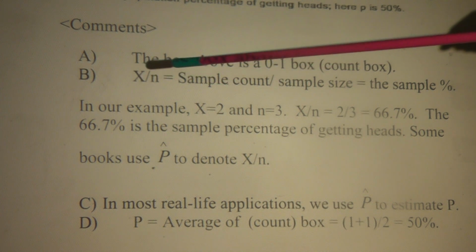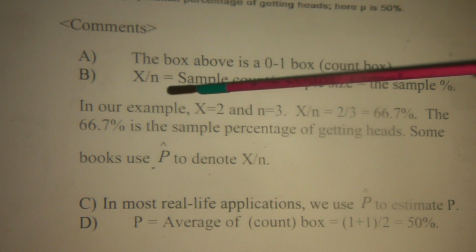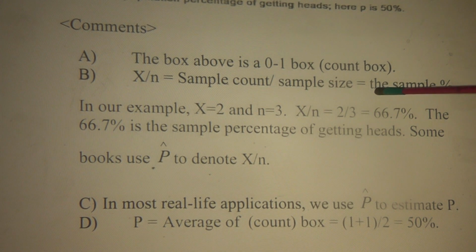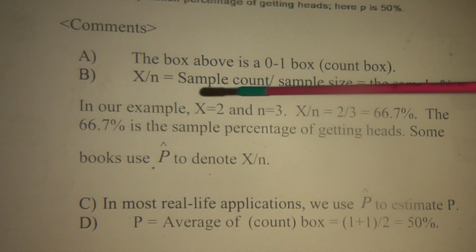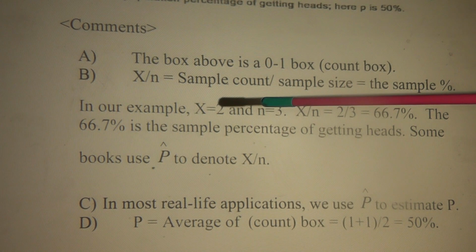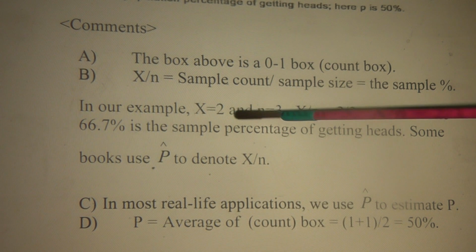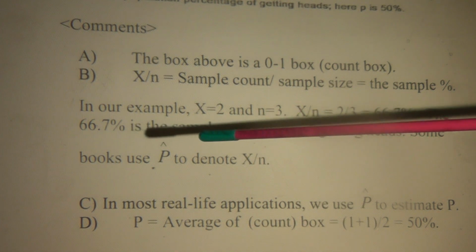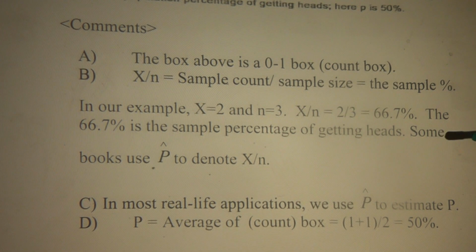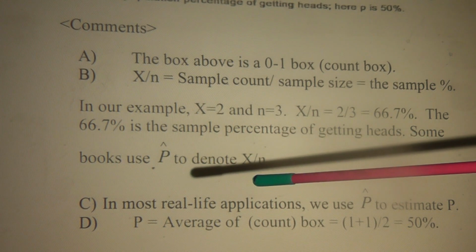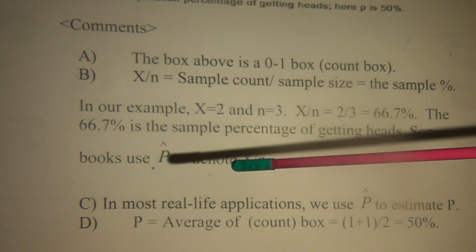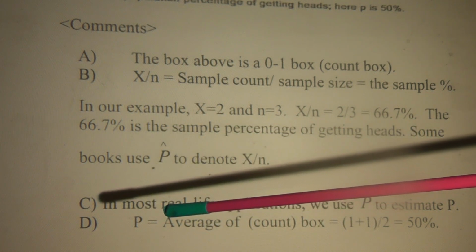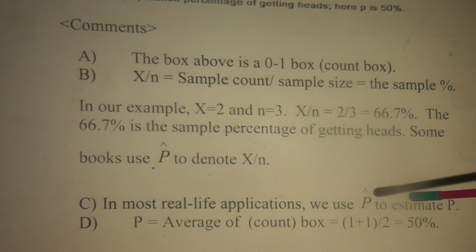Second comment. The sample count divided by the sample size is what we call the sample percentage. In our example, x: we flip a fair coin 3 times and we see 2 heads, so x is 2. The sample count is 2 heads, and n is 3, the sample size is 3. So x over n is 2 over 3, and that is 66.7%. The 66.7% is the sample percentage of getting heads. Some books use p hat to denote x over n, because we use p hat to estimate p. In most real life applications, we use p hat to estimate p.